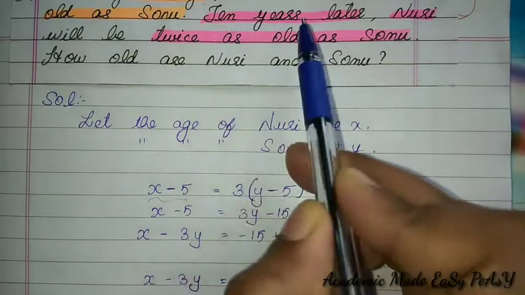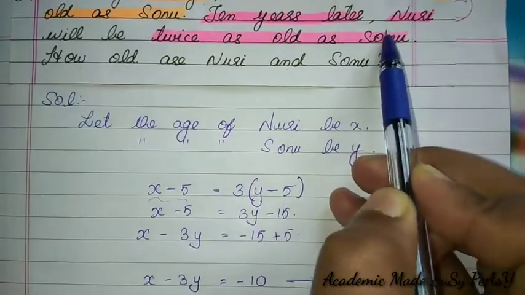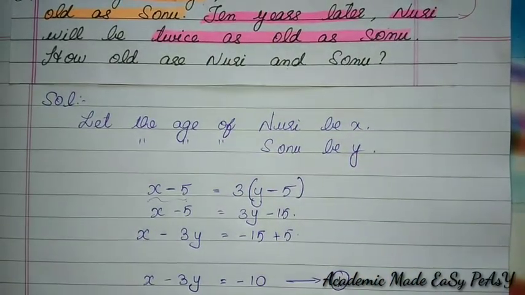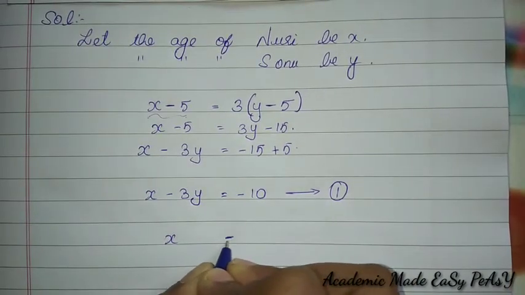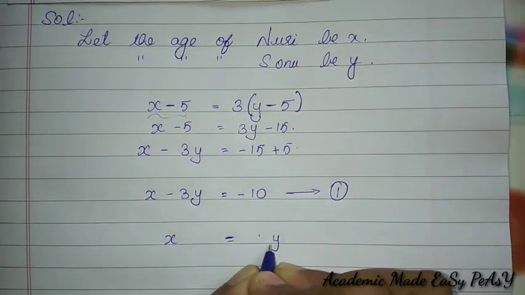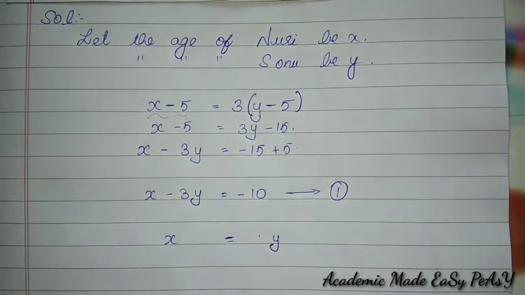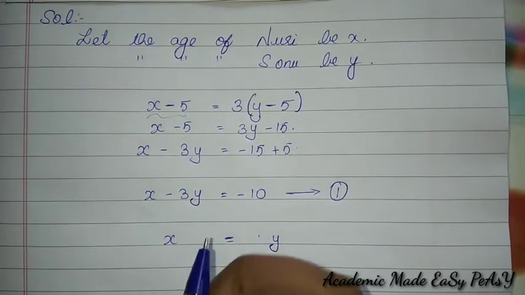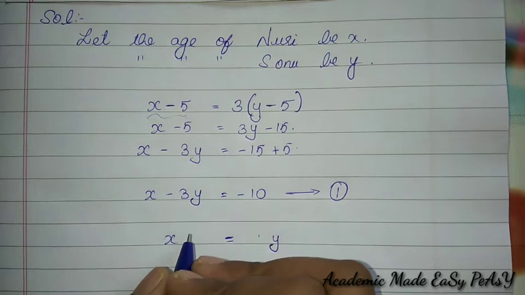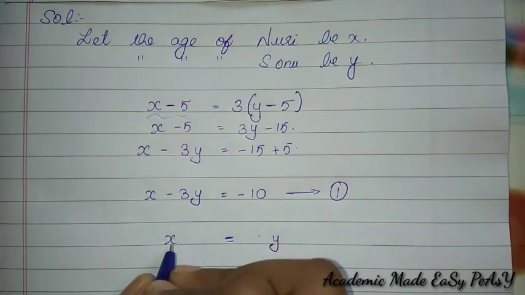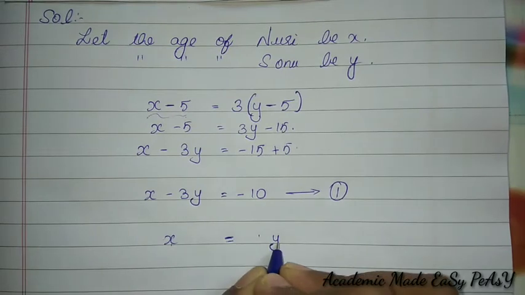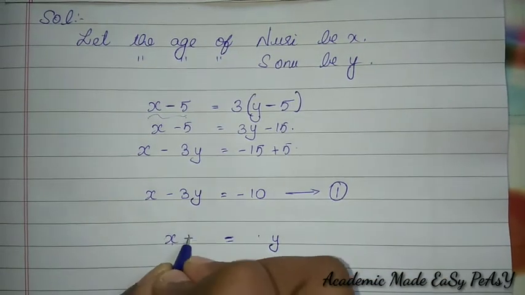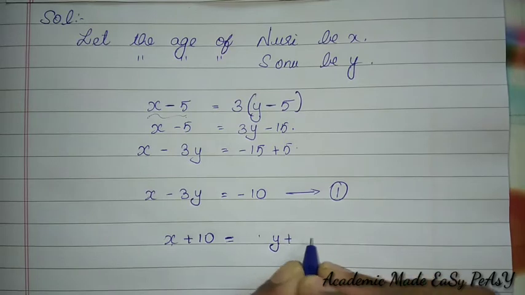In the second case, what they are saying is 10 years later. So first let us write x and y. Leave some space so that you will be able to write the numbers like this. 10 years later means after 10 years. So after 10 years, Nuri's age will be x plus 10 and Sonu's age will be y plus 10. So plus 10 on both sides.